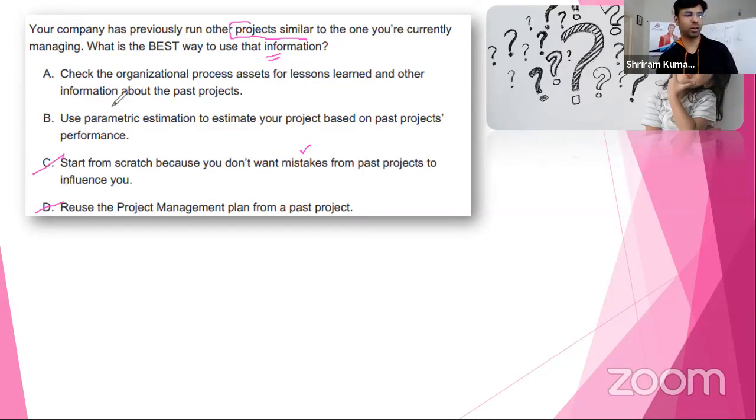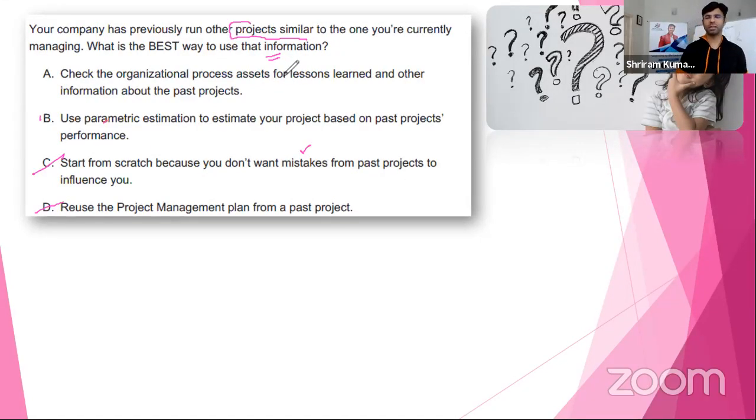Only 2 is closer to that. Use parametric estimation to estimate your project based on past projects' performance. You're not going to use parametric now because that's not the ask here, right? Projects similar to the one you're currently managing now. Let's park this answer. Let's go here. Check the organizational process assets for lessons learned or other information about the past project.